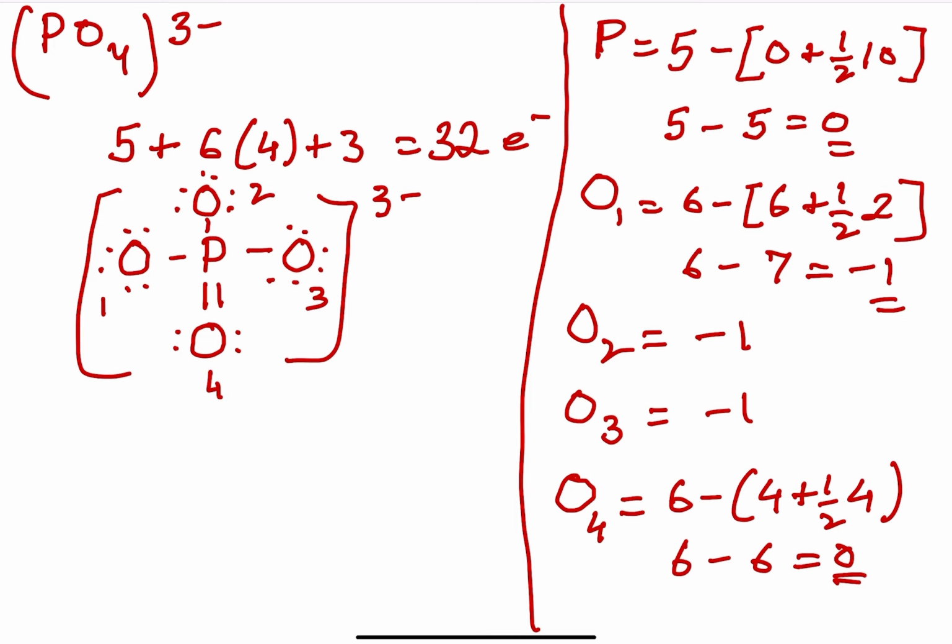So overall the charge is minus 3. So this structure of PO4 with 1 double bond and 3 single bonds, and having an overall charge of 3 minus, is the closest correct Lewis structure of the phosphate ion. I hope you have understood it.